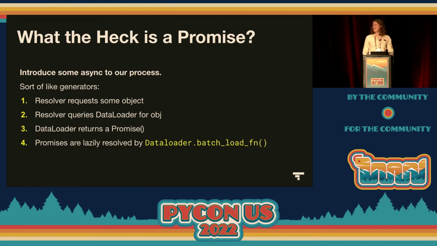So let's talk about a promise real quick. What the heck is a promise? They're sort of like generators. So what's going to happen is our first step is our resolver, which we saw earlier, is going to say, hey, I need this object. Go and run a query. But instead of running a query immediately, the resolver is going to say, hey, data loader, you do the query. The data loader is going to return a promise to the caller, and then at the end, when all of those are done being asked for and they start to be used, they're resolved in a lazy way using this batch load function.